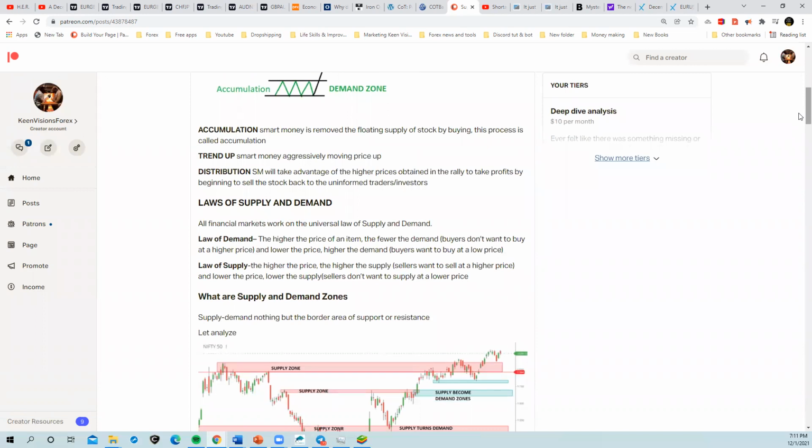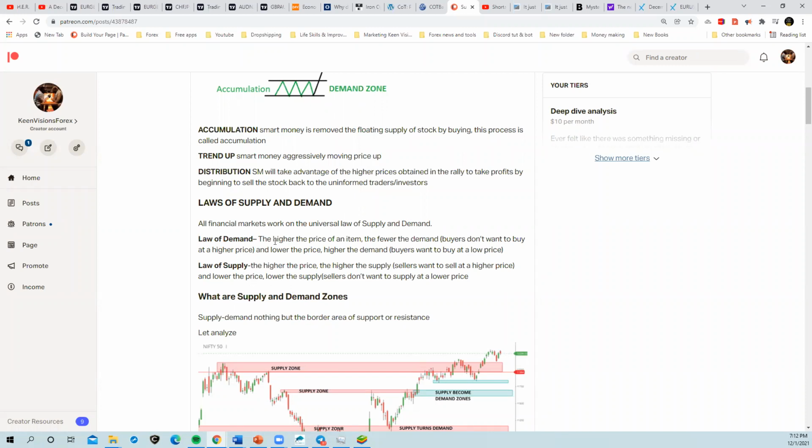Now, accumulation is smart money removing the floating supply of the stocks or currencies by buying. This process is called accumulation. If you flip through the how institutions trade material, it gives you a more defined look at how the actual buying program is done. They'll put in 10,000 contracts, and they're trying to get their full size in without moving the market. Now, trend up is smart money aggressively moving price up. Distribution is smart money taking advantage of the higher prices obtained in a rally to take profits, by beginning to sell the stock back to uninformed traders or investors.